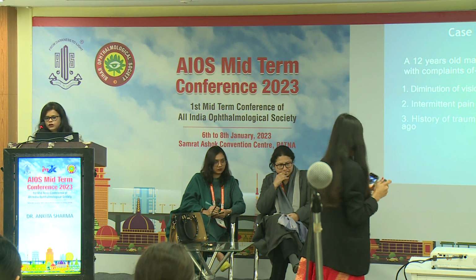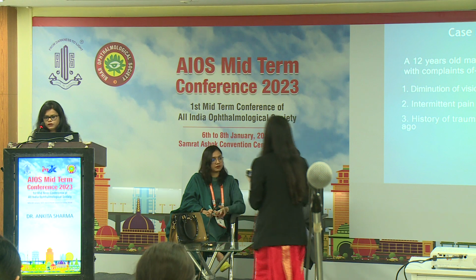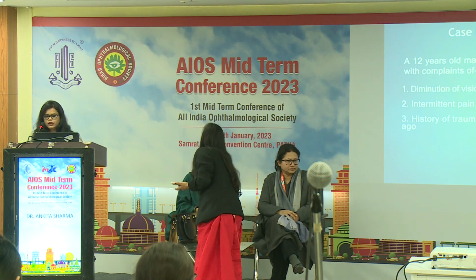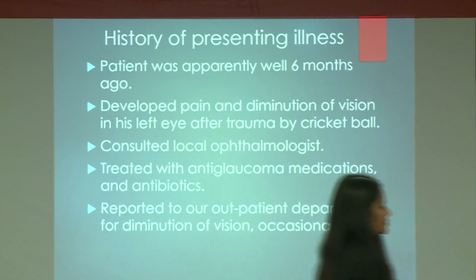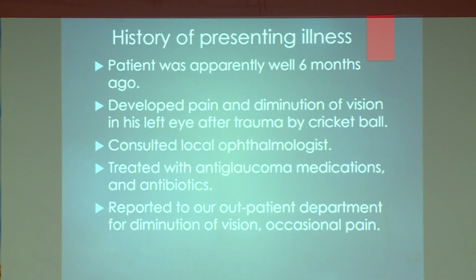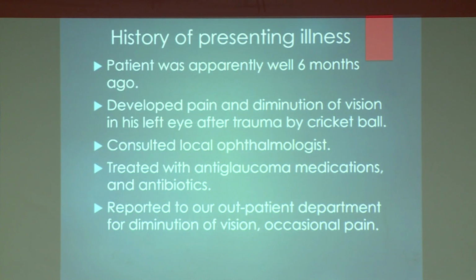Then he consulted a local ophthalmologist, where he was treated with some anti-glaucoma medication and antibiotic. He reported to our OPD for diminution of vision and occasional pain. He had been on anti-glaucoma drugs like bimatoprost, timolol and dorzolamide for 6 months. There is no relevant family history.